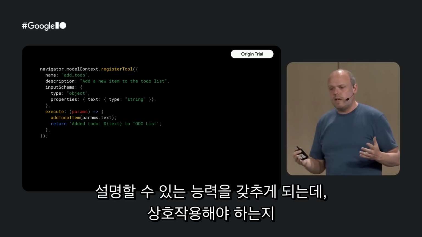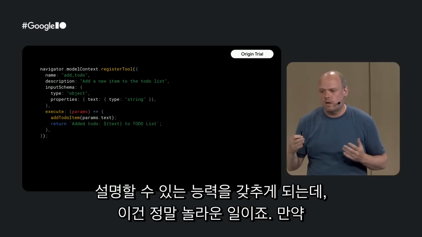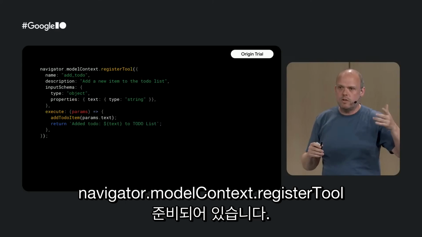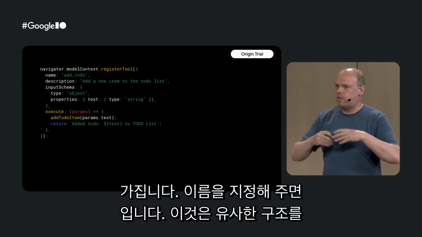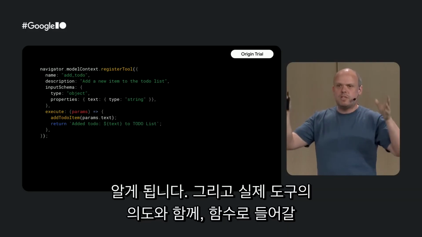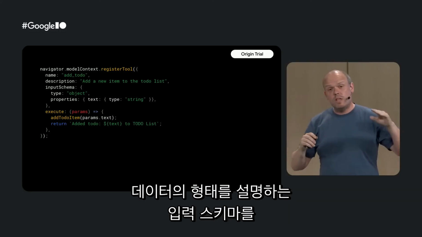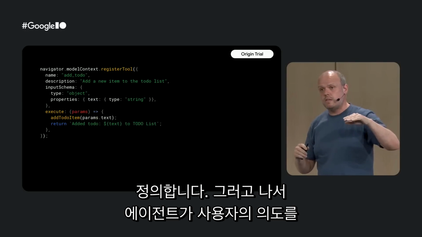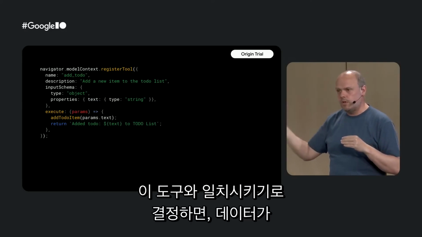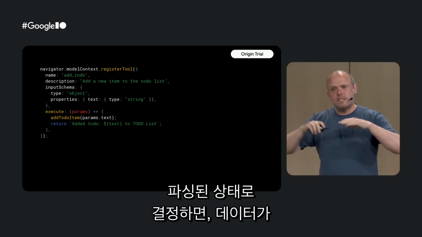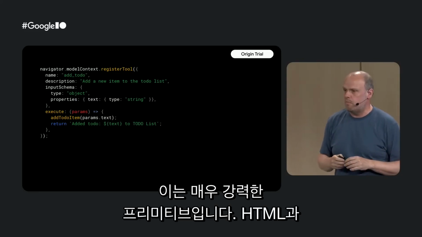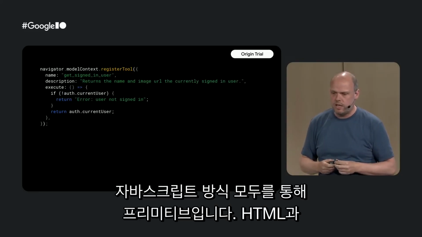If you want the imperative API, we have navigator.modelcontext.registerTool. And again, it's a similar type of shape. You give it a name so that the agent knows what tool to call. You give it a description, which describes the intent of the actual tool. And then an input schema, which describes the shape of the data that will go into the function. And then when the agent chooses to match the user's intent with this tool, it will then execute the function with the data passed in as well. I think this is a very powerful primitive that we have, where we have both HTML and also JavaScript ways of engaging in this agentic ecosystem.